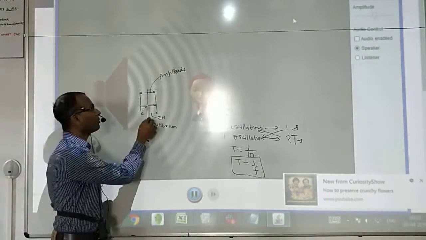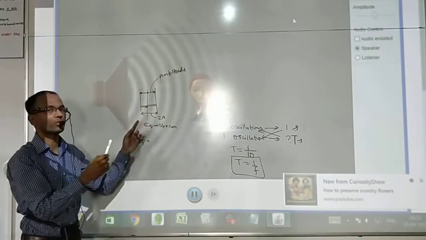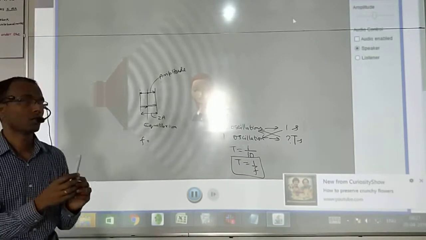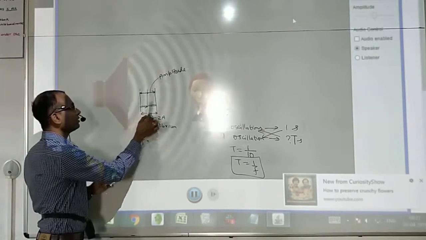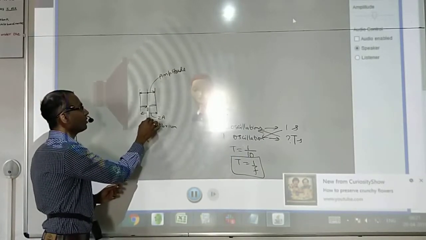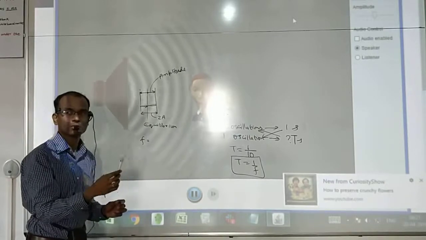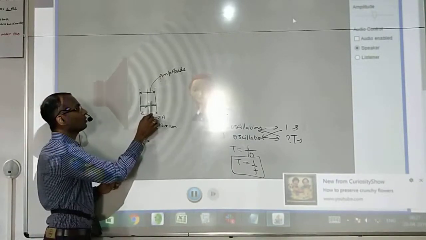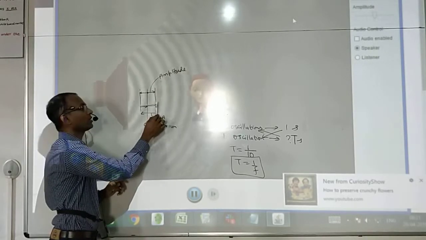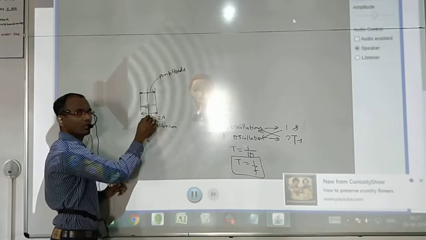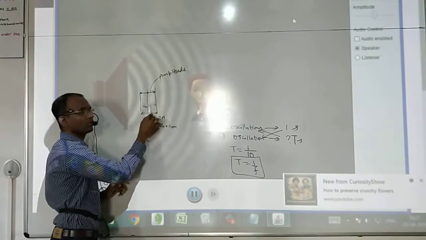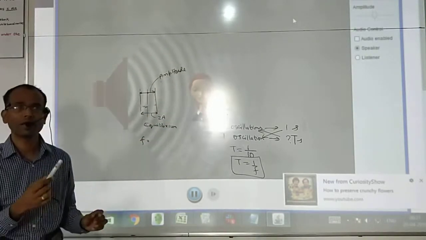The velocity of the particle keeps changing. At the equilibrium position, will it be maximum or minimum? If the air molecule is vibrating like this, it's moving very fast. The speed of the air molecule is maximum or minimum at the equilibrium position? Maximum. And then it slows down, comes to rest here, so it becomes 0. Then it changes direction, becomes maximum in the opposite direction, slows down, comes to rest here. Like this, the velocity of the particle keeps changing direction and magnitude.